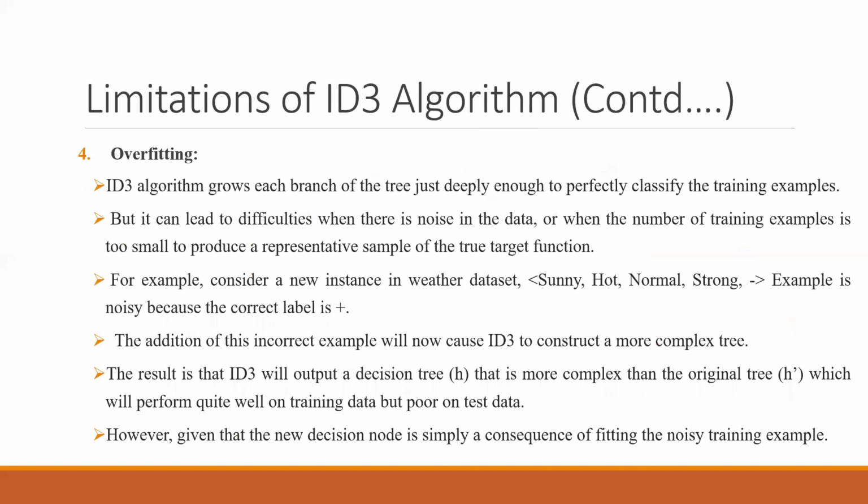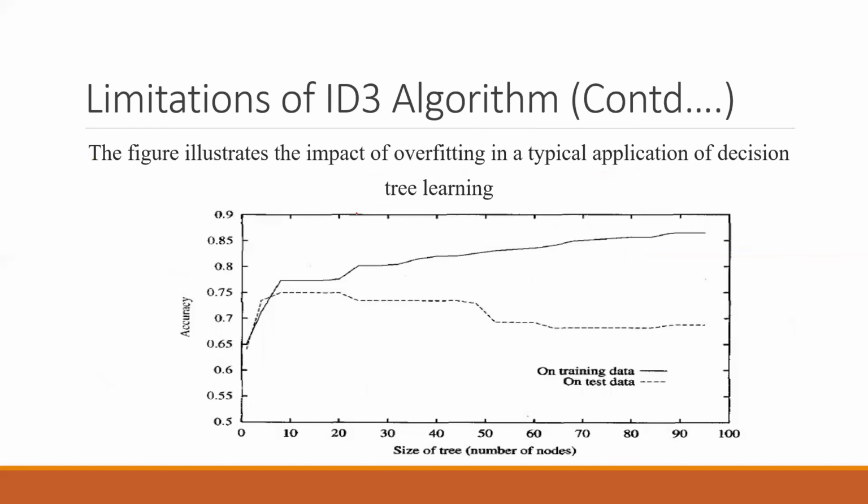The last limitation is overfitting. Overfitting is one of the limitations of ID3, and I will explain it. Overfitting means that there is a large difference between the training and the testing accuracies, or errors. If the difference is large between the training and the test data, then it is called overfitting. For example, you get a good accuracy of around 85% for the training data set, and for your testing data set you are getting around 65% accuracy.